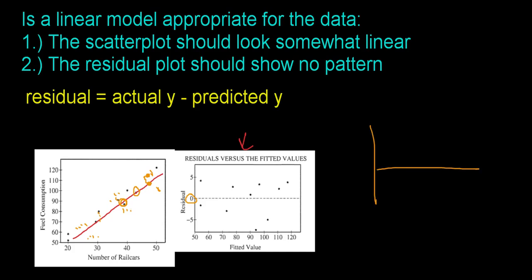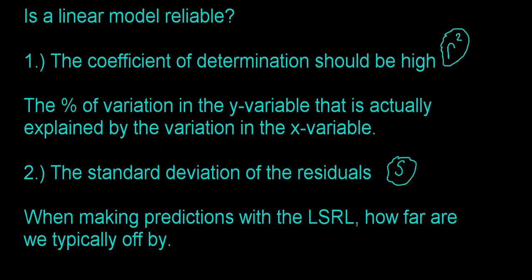If you have a residual plot that shows a very consistent pattern, that is a sign of a curve in your scatter plot. So that means your scatter plot probably had a giant curve to it. Maybe you just didn't see it. So to make sure a linear model is appropriate, your original scatter plot should be somewhat linear, and a residual plot should show nothing. All right, is a linear model reliable?